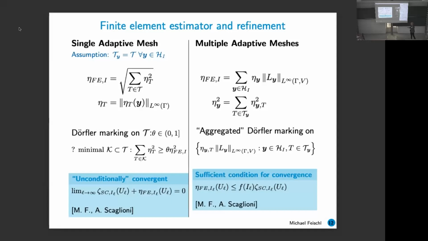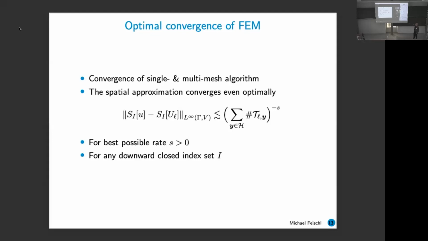Okay, and then we prove convergence of the single and multi-mesh algorithm, of the adaptive algorithm. And actually we can prove much more. We can show that the spatial approximation converges even optimally in this sense. So this means that if you fix an index set and just drive the finite element adaptive algorithm, it will converge with the best possible rate S here with respect to the number of elements in your finite element meshes. Okay.